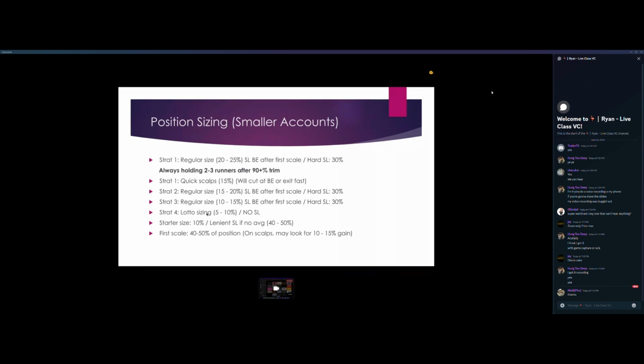We probably won't do any lottos on the small account until we're pretty good in profit. I didn't do any lottos until later in the last account. And then first scale, since we only have 2 contracts, this will most likely be the total position. But once we get to 3, 4, 5 contracts like last account, it'll probably be half a position and then 1 contract each time.